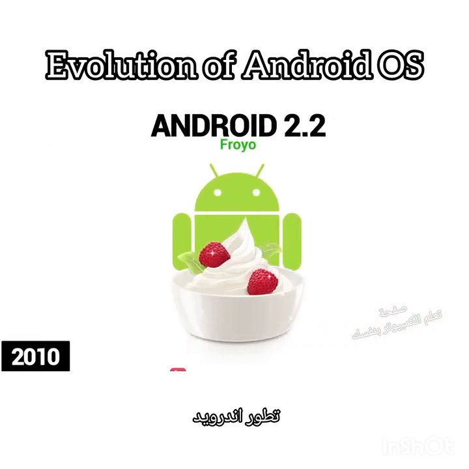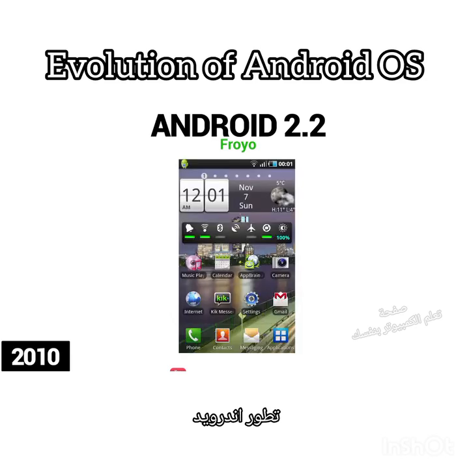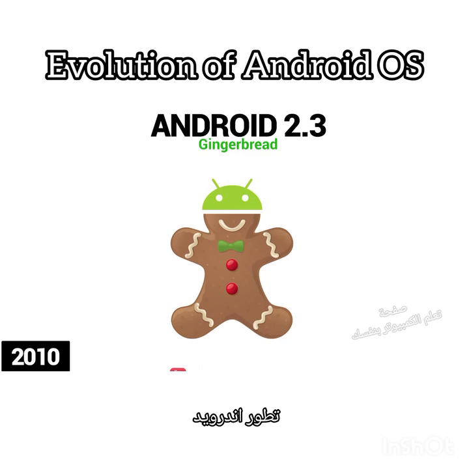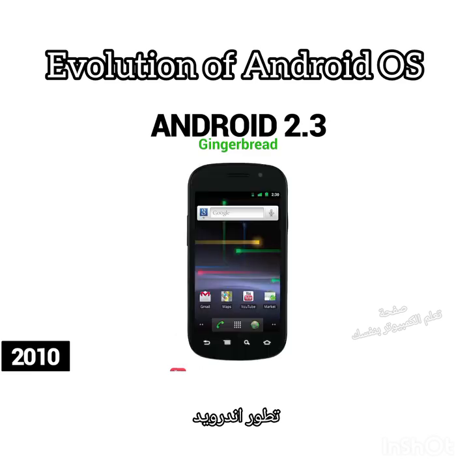Android 2.2 Froyo was launched in 2010, and the phones that came with this version had several new features, such as mobile Wi-Fi hotspots, push notifications via Android Cloud to Device Messaging, and the ability to lock the phone with a pin. Android 2.3 Gingerbread was launched in 2010, and the first phone with this version was the Nexus S, co-developed by Google and Samsung.